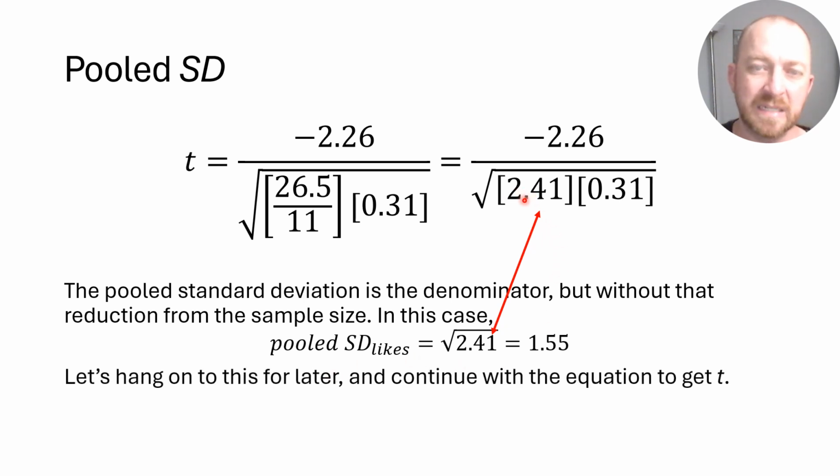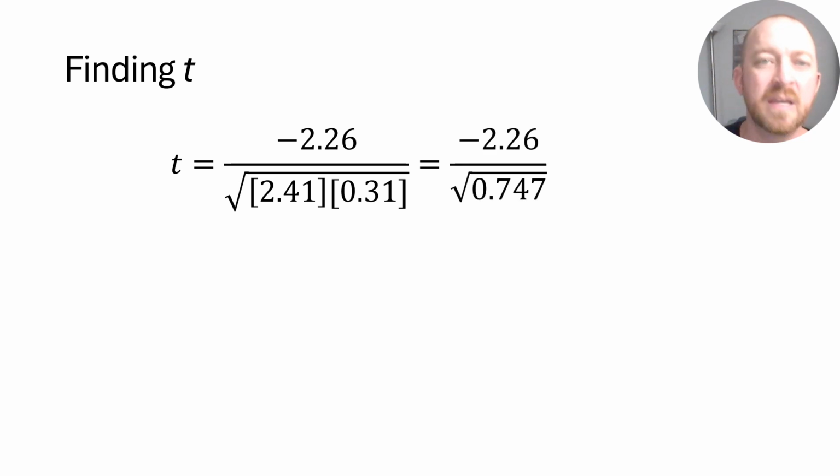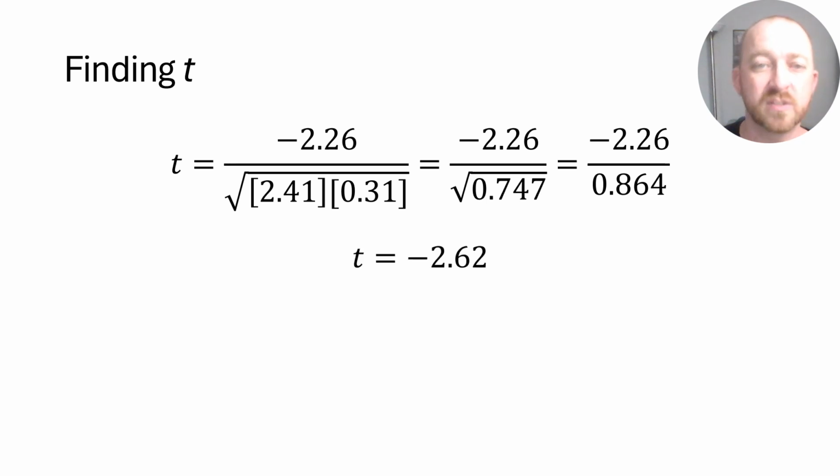So now we need to multiply 2.41 by 0.31. Then we'll get the square root of that. So here's how we do that. 2.41 times 0.31 is, of course, 0.747. We still haven't taken the square root of that product, so we're going to do that now. The square root of 0.747, and again, I've rounded, is 0.864. And now the last thing to do is divide negative 2.26 by 0.864, which is, of course, negative 2.62.